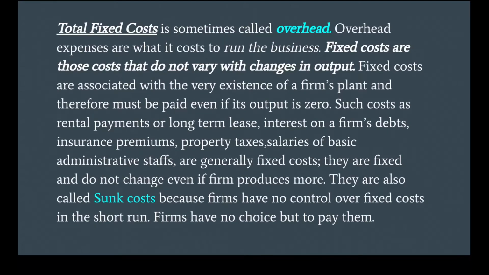Overhead expenses are what it costs to run the business. Fixed costs are those costs that do not vary with changes in output. Fixed costs are associated with the very existence of the firm's plant and therefore must be paid even if its output is zero. Such costs are rental payments or long-term lease, interest on the firm's debts, insurance premiums, property taxes, and salaries of basic administrative staff. They are fixed and do not change even if the firm produces more. They are also called sunk costs because firms have no control over fixed costs in the short run. Firms have no choice but to pay them.